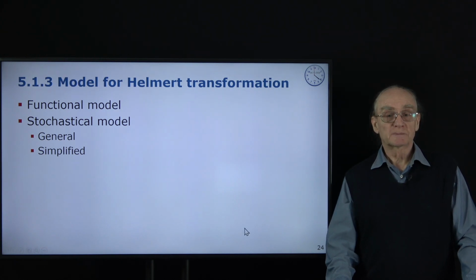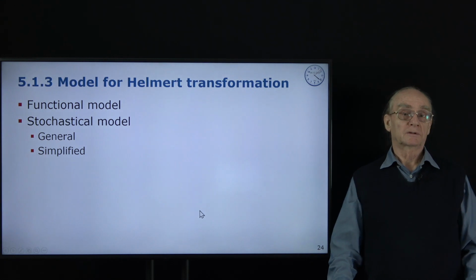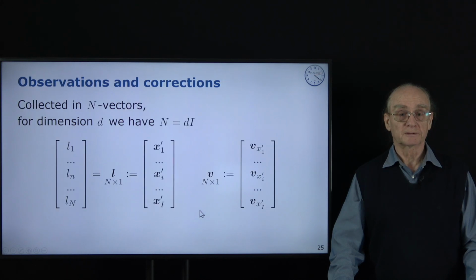Now, we go to the specific case for the Helmholtz transformation. We look at the functional model and then the stochastical model. We look at a general model, and then we have to discuss how we can simplify it.